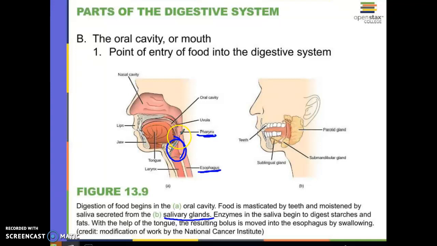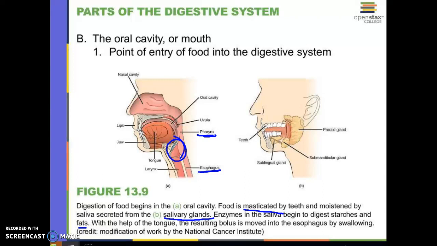And then, as I mentioned, digestion begins in the mouth. Sometimes we forget that. We think, oh, it goes to the stomach and that's where all the stuff happens. But nope, it really does begin in the mouth with both that physical breakdown through food mastication, and then moistened by saliva secreted from these salivary glands, which contains enzymes that really start to break down, especially starches, into glucose, but also starts to break down those fats.